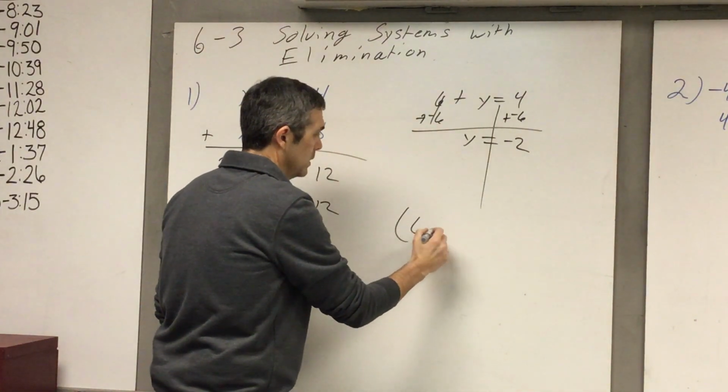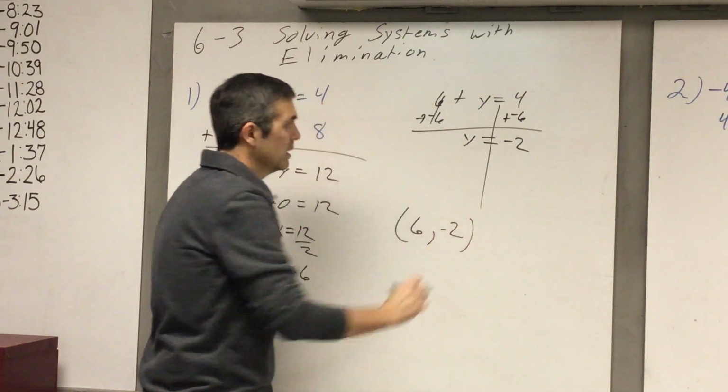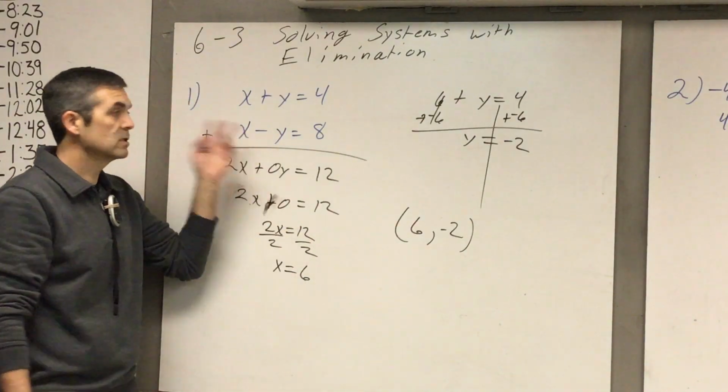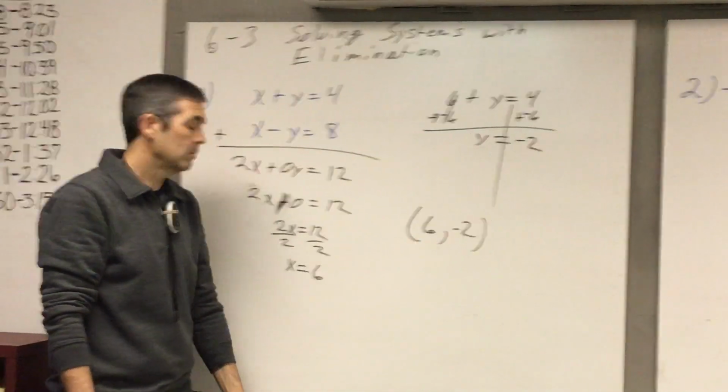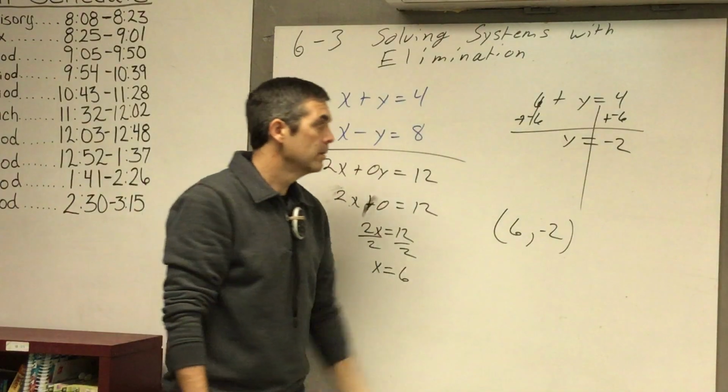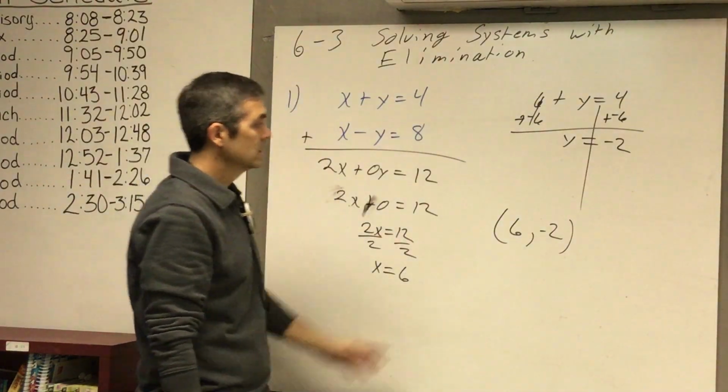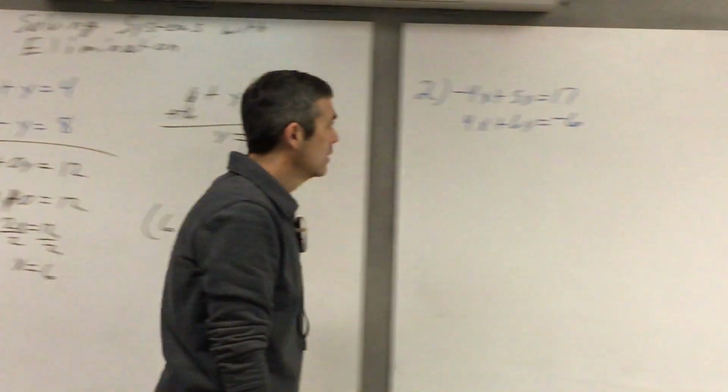Could also put it in here. A lot of times though, they don't always use x and y for our variables, okay? So that's what that looks like, okay? 6, negative 2, there you go.